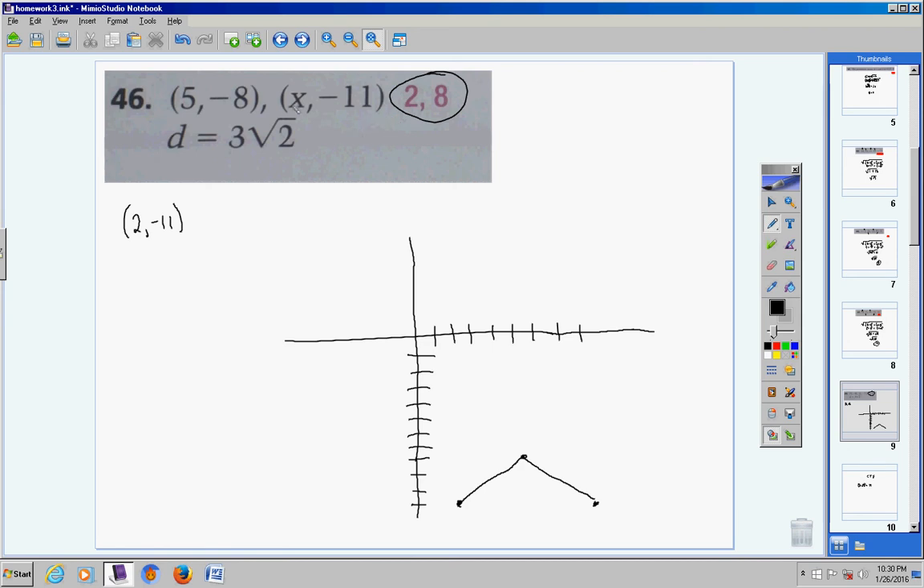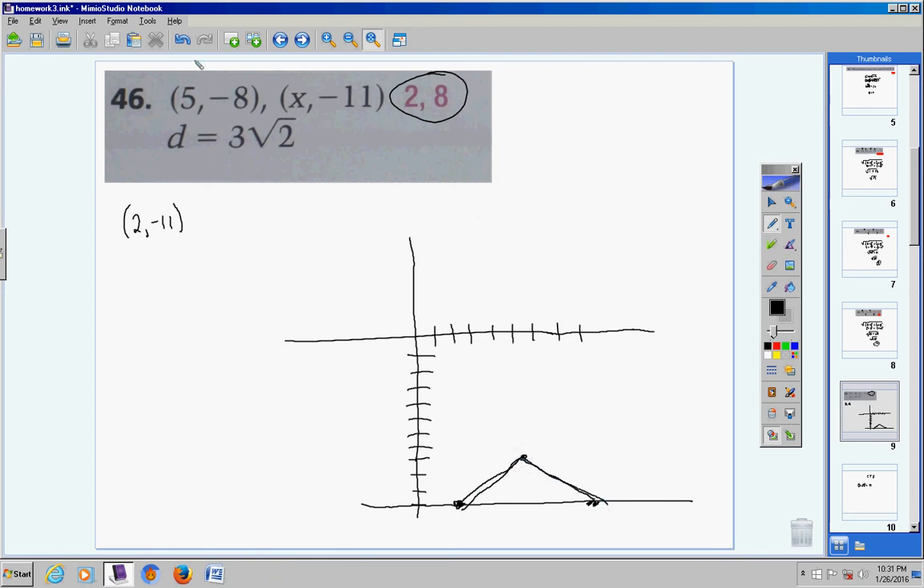Okay? Look, think about it. Come on, students, look. If (5, -8) is my ordered pair that they give me, and I draw a line at y = -11 like this, an imaginary line, is there not going to be two points on that line that are equal distance from that point there? Sure there would be, and that's why you have two answers.